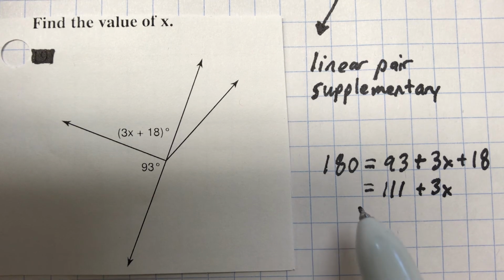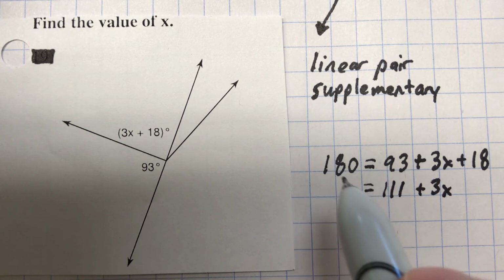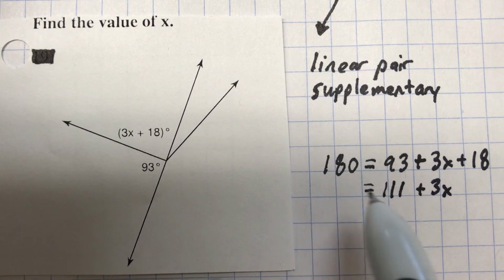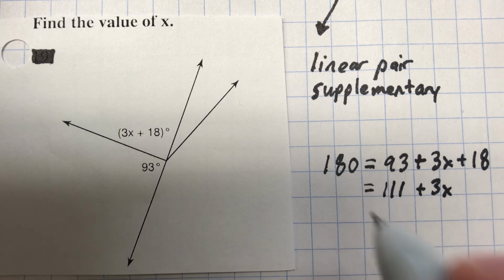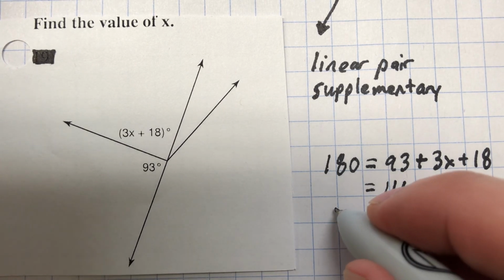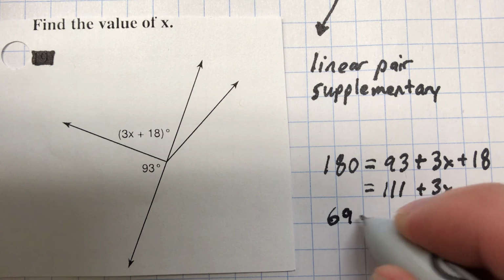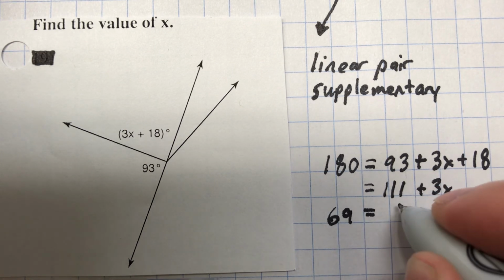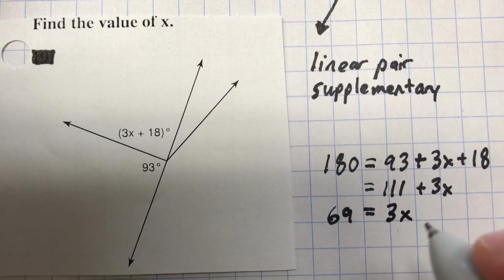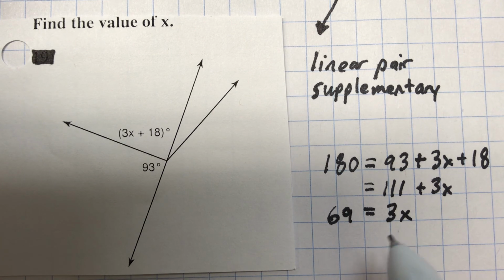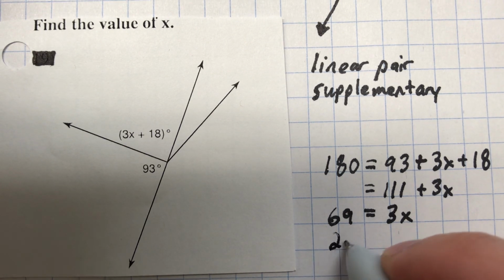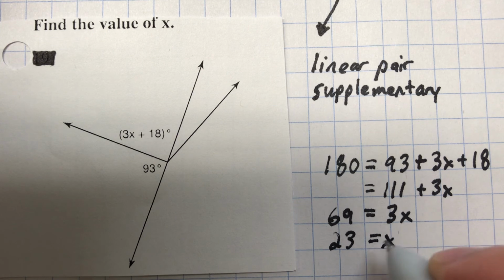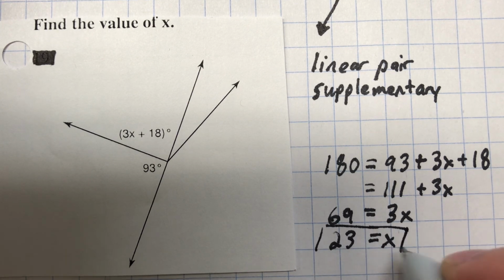And then this just becomes an algebra problem. You subtract 111 from both sides. So you can plug that into your calculator. But I know that 180 minus 111 is equal to 69. I'm left with 3 times x. Then I can divide both sides by 3. And I get x is equal to 23.